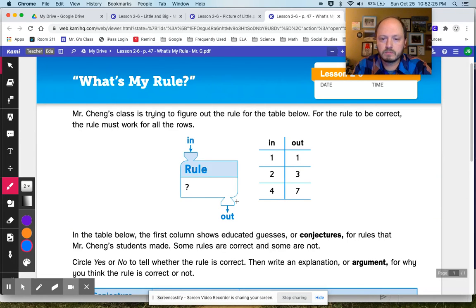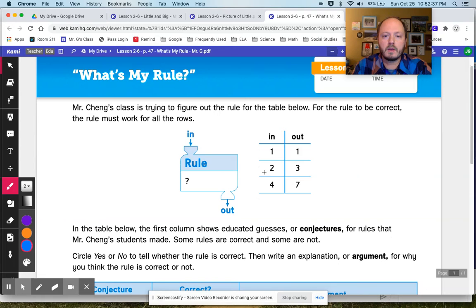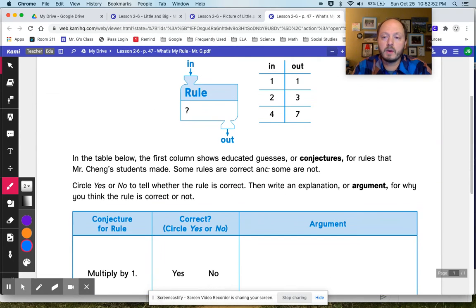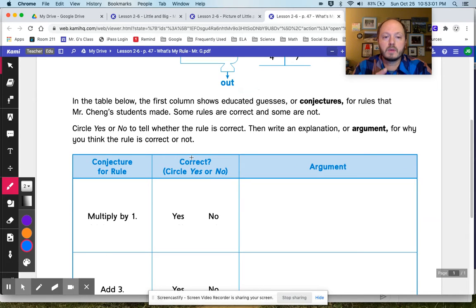So we have an in and out table or a function table. Some people call them either, all right? And we don't know the rule yet. And if we look at each one of these numbers and what goes in, what comes out, you're going to notice, hopefully, a pattern. And we are just doing this as our warm-up to get to our actual problem-solving lesson. But either way, here are some of the educated guesses below, the conjectures.